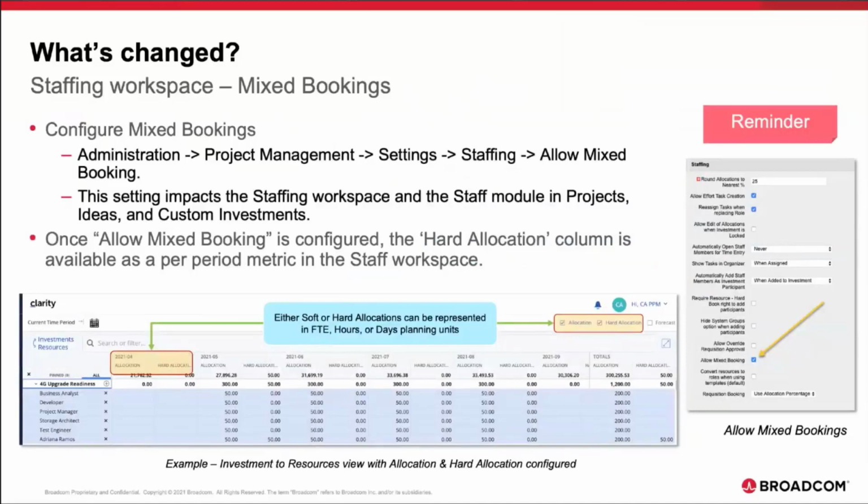With mixed bookings enabled, the staffing workspace supports the ability to manage both planned allocation and hard or committed allocations in both the resources to investment and the investment to resources view. Once allow mixed booking is configured through administration, the hard allocation column is available as a per period metric in the staffing workspace. Either soft or hard allocations can be represented in FTE, hours, or days as a planning unit. Days was introduced in the last release.